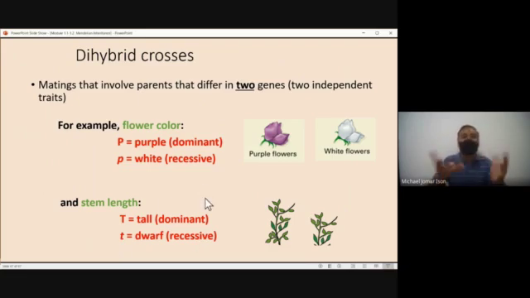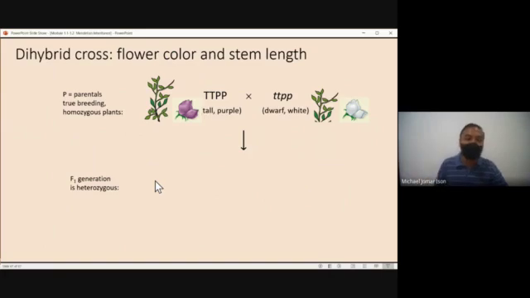So how do we make use of this information for dihybrid crosses? Let's start with the parentals. For example, you have a homozygous tall and purple plant, homozygous for both of these gene pairs, and another parent which is homozygous recessive for both stem length and flower color. So you have tall and purple, and the other one dwarf and white. The question is, how are you able to get the F1 generation?